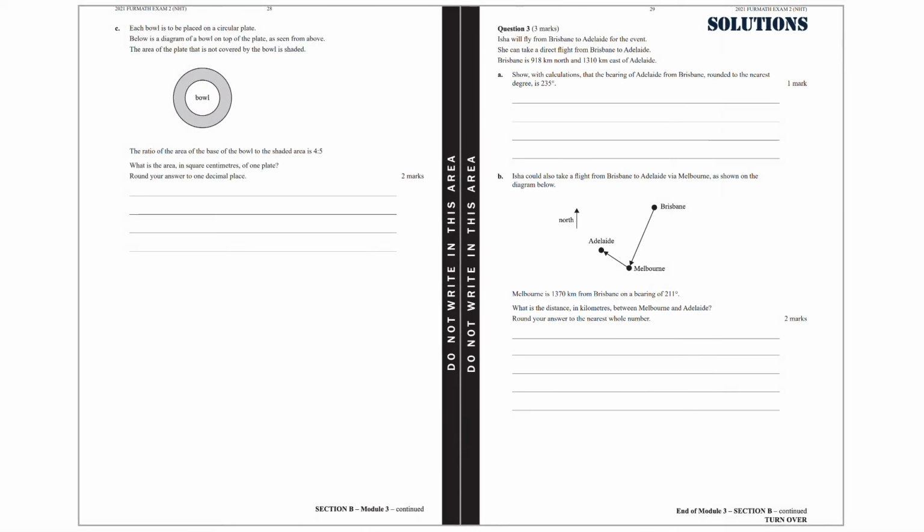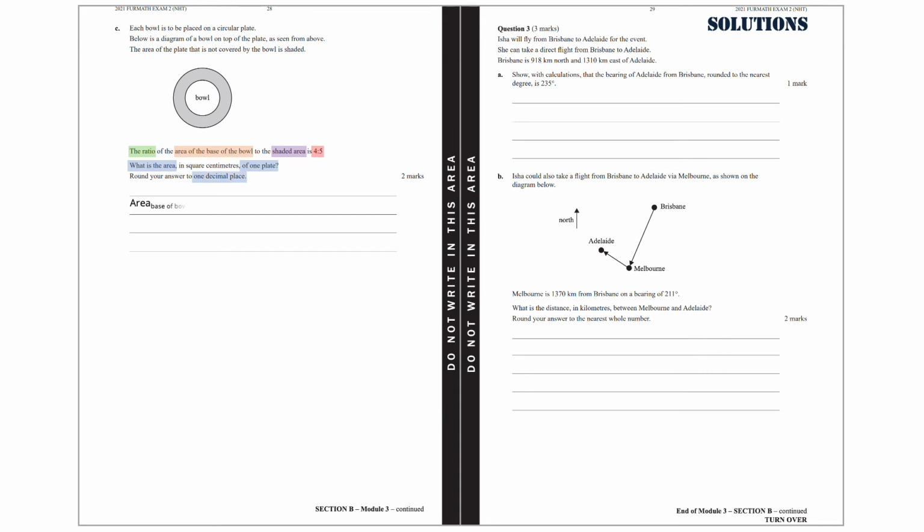Part C. Each bowl is to be placed on a circular plate. Below is a diagram of a bowl on top of the plate, as seen from above. The area of the plate that is not covered by the bowl is shaded. The ratio of the area of the base of the bowl to the shaded area is 4:5. What is the area in square centimeters of the plate? Round your answer to 1 decimal place.